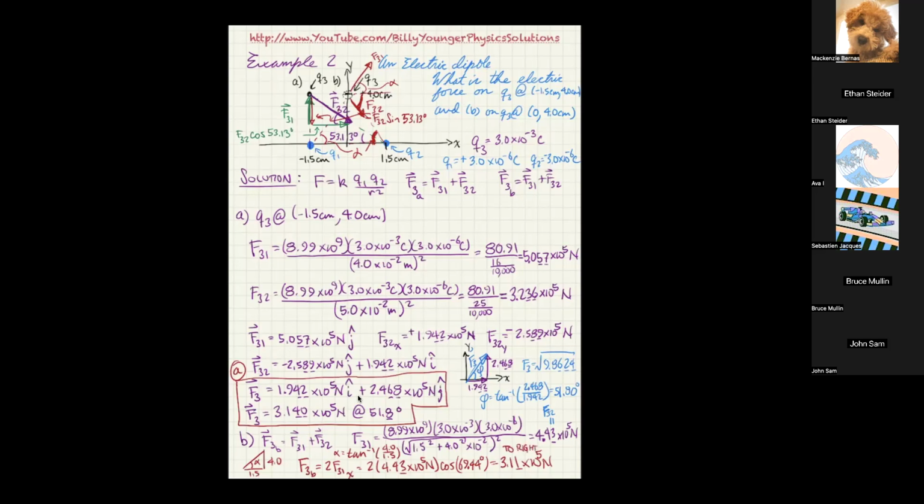So I could write the actual force if I wanted to as 3.11 times 10 to the fifth newtons in the i hat direction, and that would be acceptable. Or I could just write it like this, and it's also acceptable. Okay. Any questions on that one?